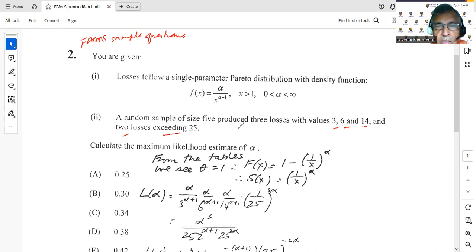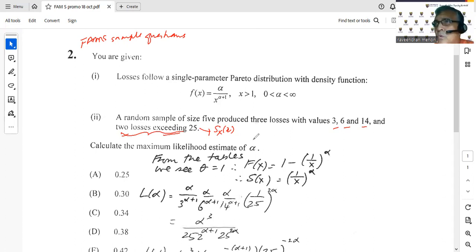Well, let's look at the question first before we start with the process. We have a single parameter Pareto, and you'll find this in your FAMS tables. Look it up. The second thing is we have a random sample of 5. They gave us 3 of those, and they tell us that 2 losses exceed 25. So just looking at this, we know that we'll have to use your survival function. We need to calculate the maximum likelihood estimate of alpha. That's the question. Okay, let's start.